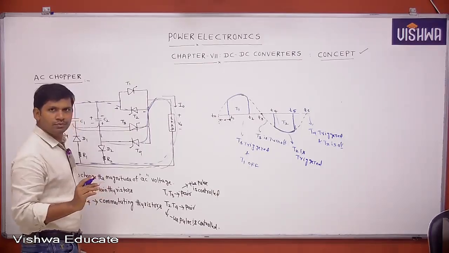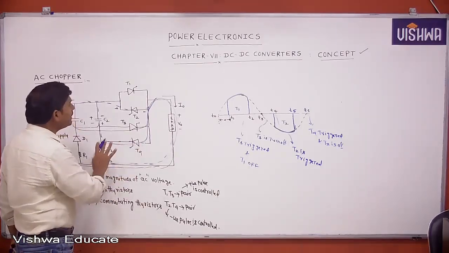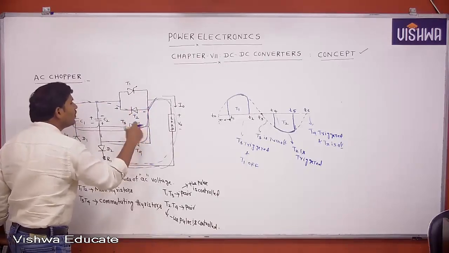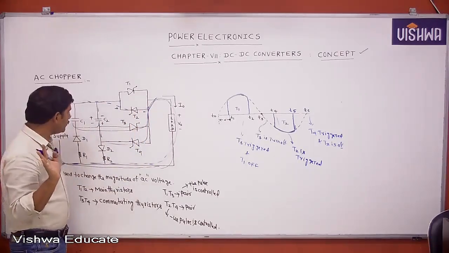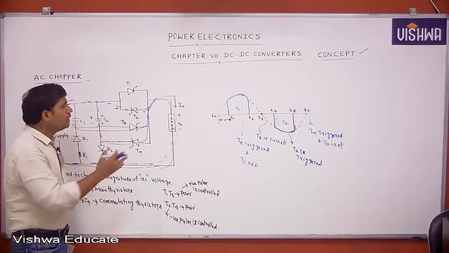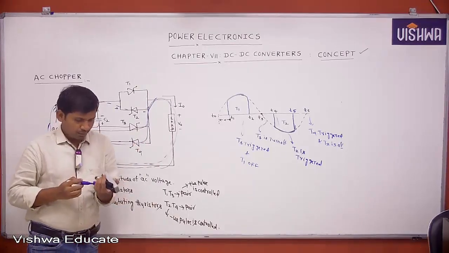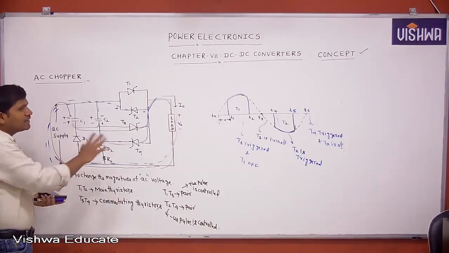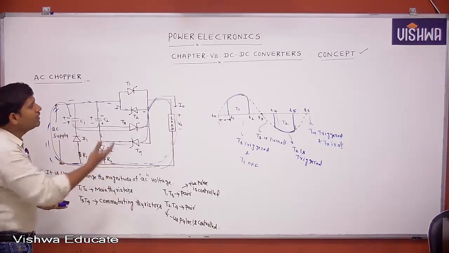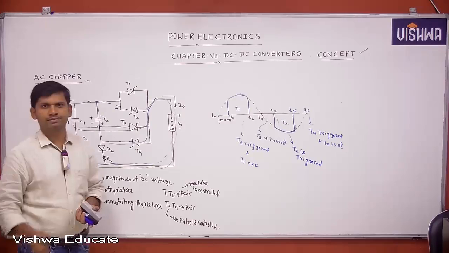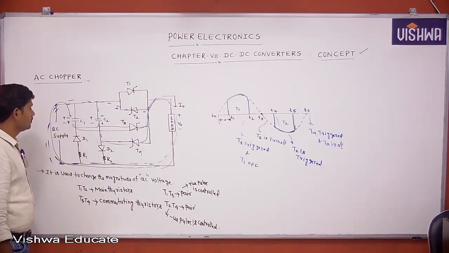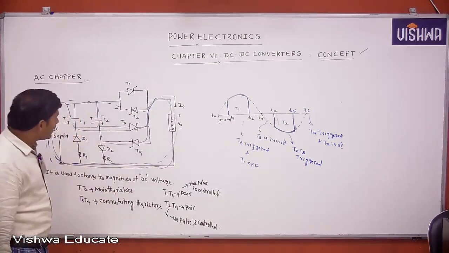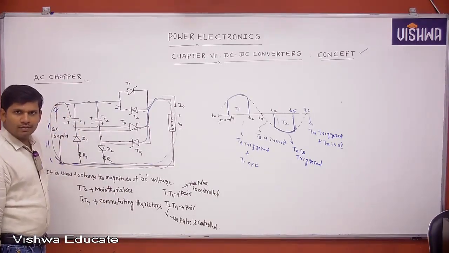Okay, understood? This is about the AC chopper circuit. T1, T3 act as one pair and T2, T4 act as another pair. Clear? Concentrate. If any circuit is given like this, what is the waveform we can expect? If it is asked like that, be ready to answer. Clear? Then write one more concept that is also important, that is multi-phase chopper.